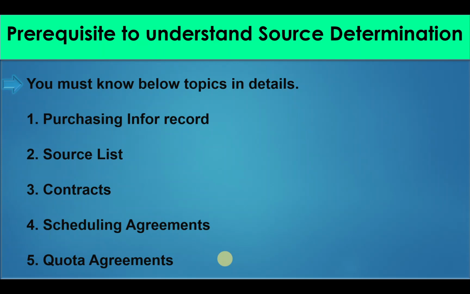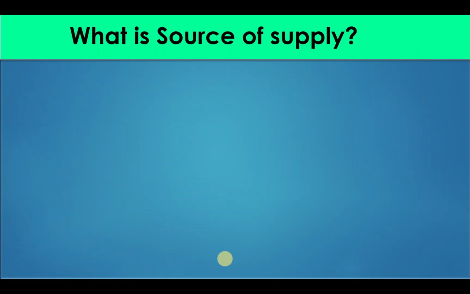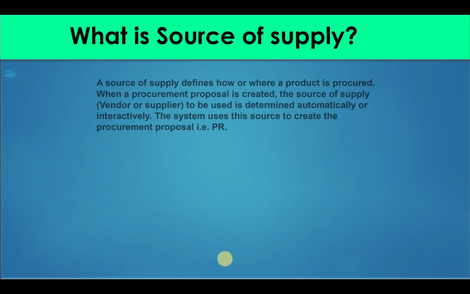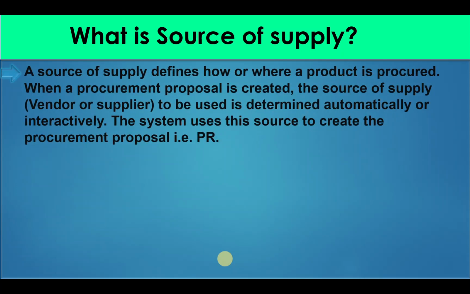So let's start. For source determination, first we must know what is the source of supply, and which are the sources of supply. Source of supply is nothing but it's kind of identifying the right vendor from different documents.